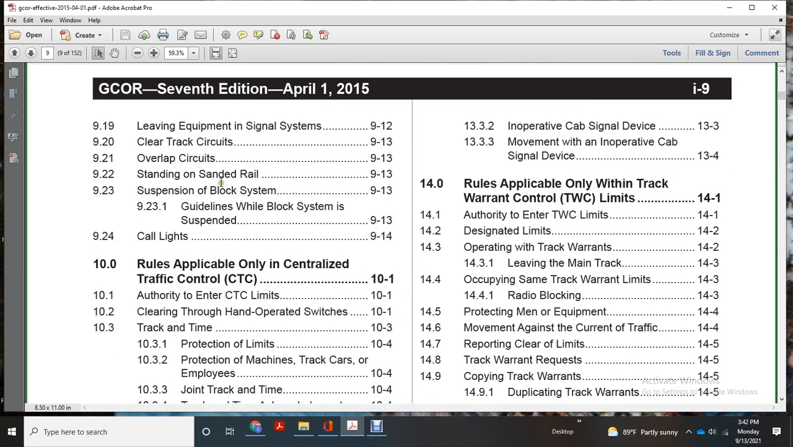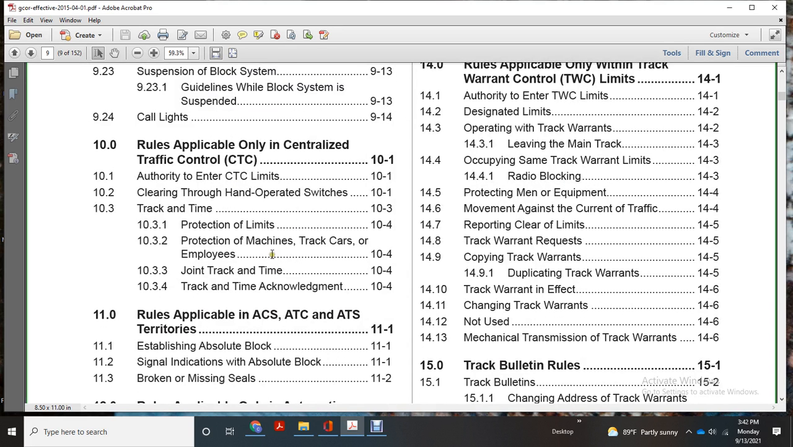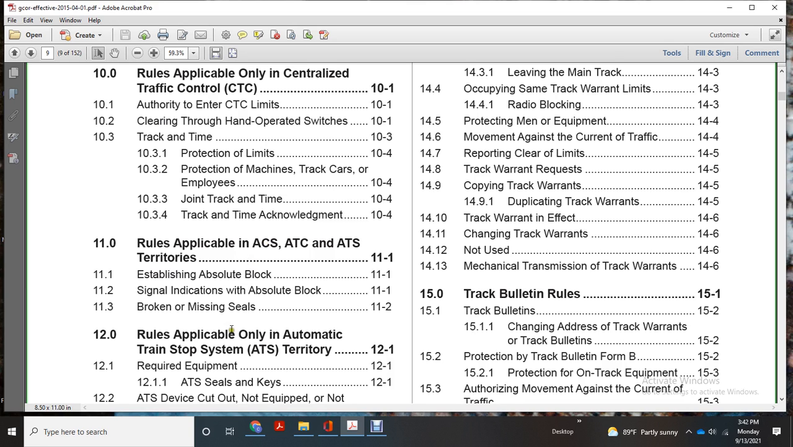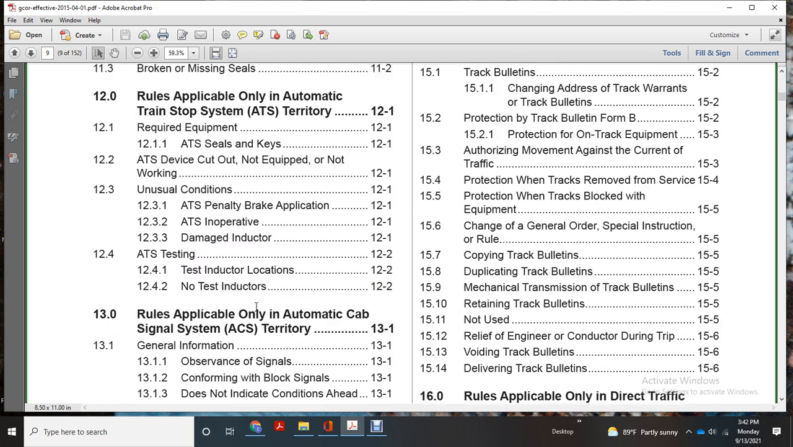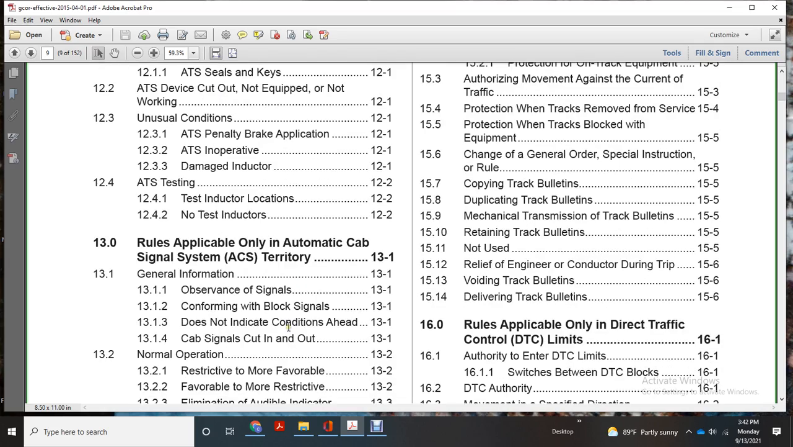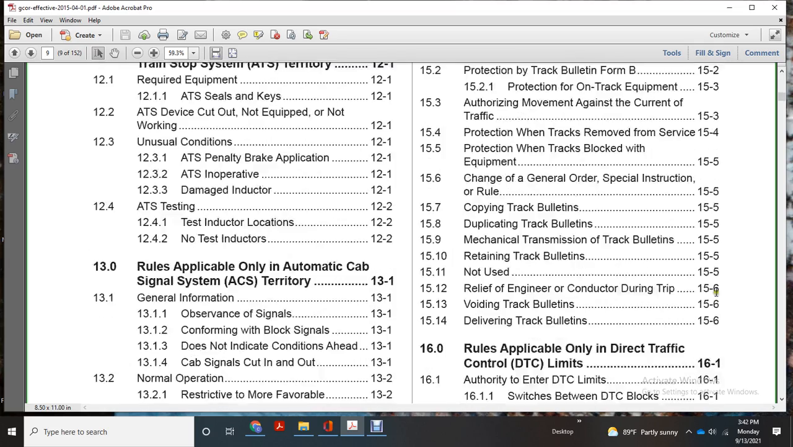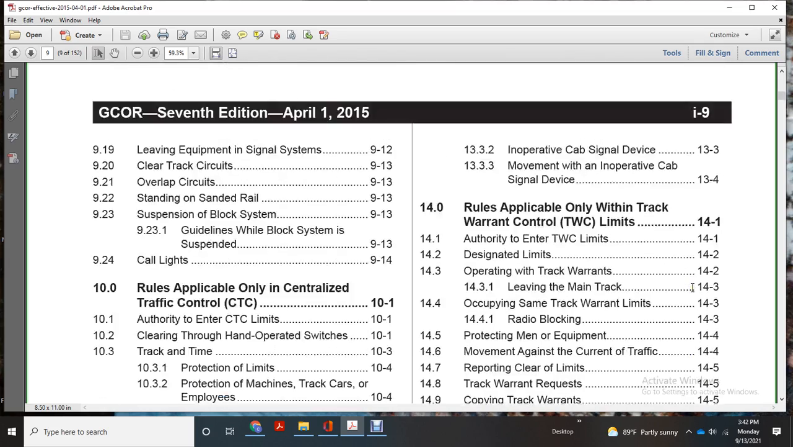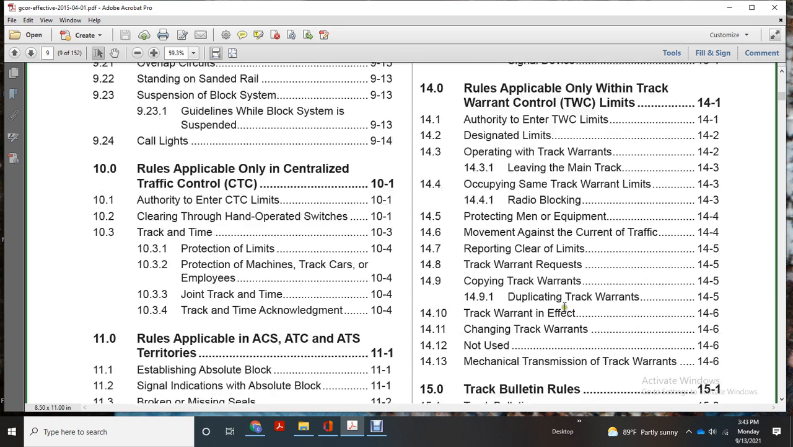Chapter 10, applicable only to centralized traffic control. Chapter 11, rules applicable to the ACS, ATS territories. Chapter 12, rules applicable to automatic train stop systems and territories. Chapter 13, applicable only within automatic cab signal system territories. Chapter 14, rules only within warrant control limits.